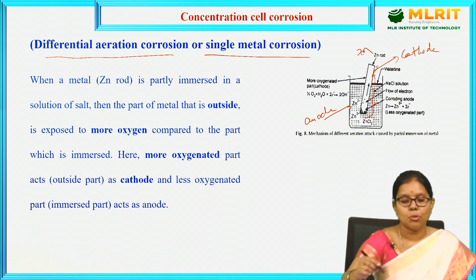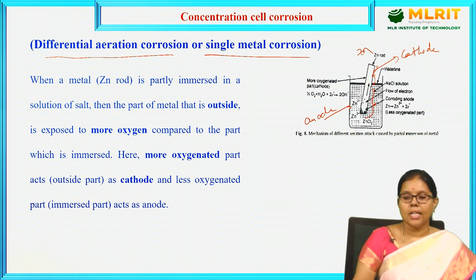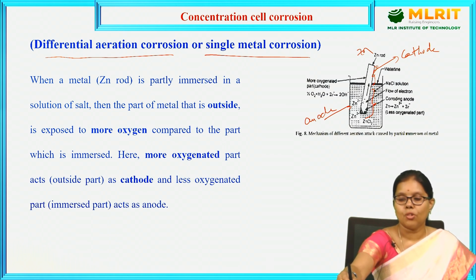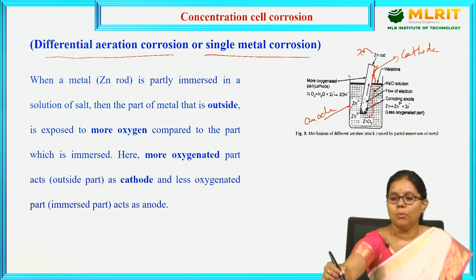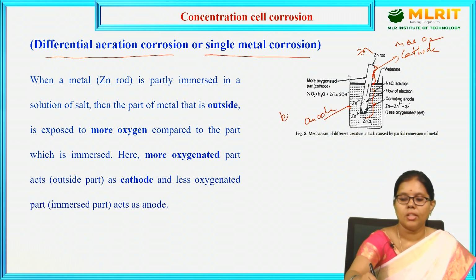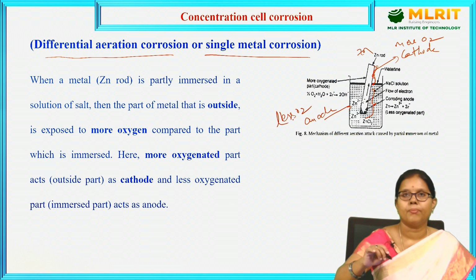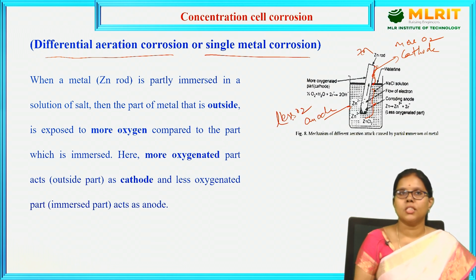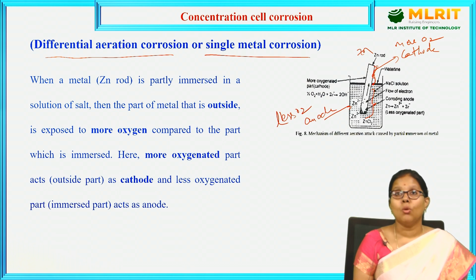This is the less oxygen part and this is the more oxygen part. More oxygen at the cathode, less oxygen at the anode. So, there is a chance for electrochemical corrosion. What is meant by electrochemical corrosion? There is a development of both the anode and cathode. So, there is a chance for corrosion at the anodic part.